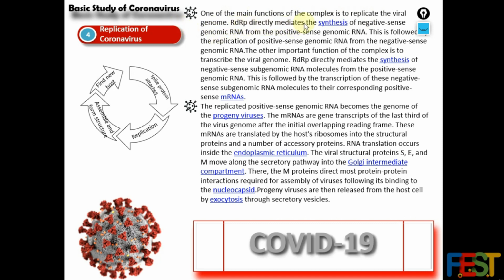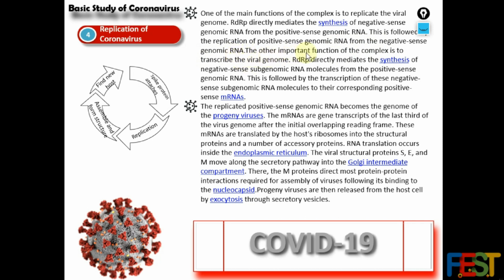RdRp directly mediates the synthesis of negative sense genomic RNA from positive sense RNA. This is followed by the replication of the positive sense genome from the negative sense genomic RNA.